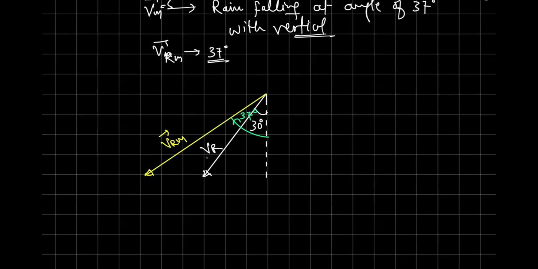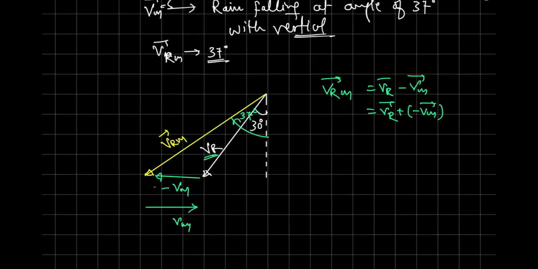Now this is the velocity of rain, and we already derived this. Velocity of rain with respect to man is equal to velocity of rain minus velocity of man. So I can say here: velocity of rain plus minus velocity of man. If I add this vector, this one is nothing but the minus of velocity of man, which means the velocity of man should be in this direction. So how will you get it? We can make this triangle complete.